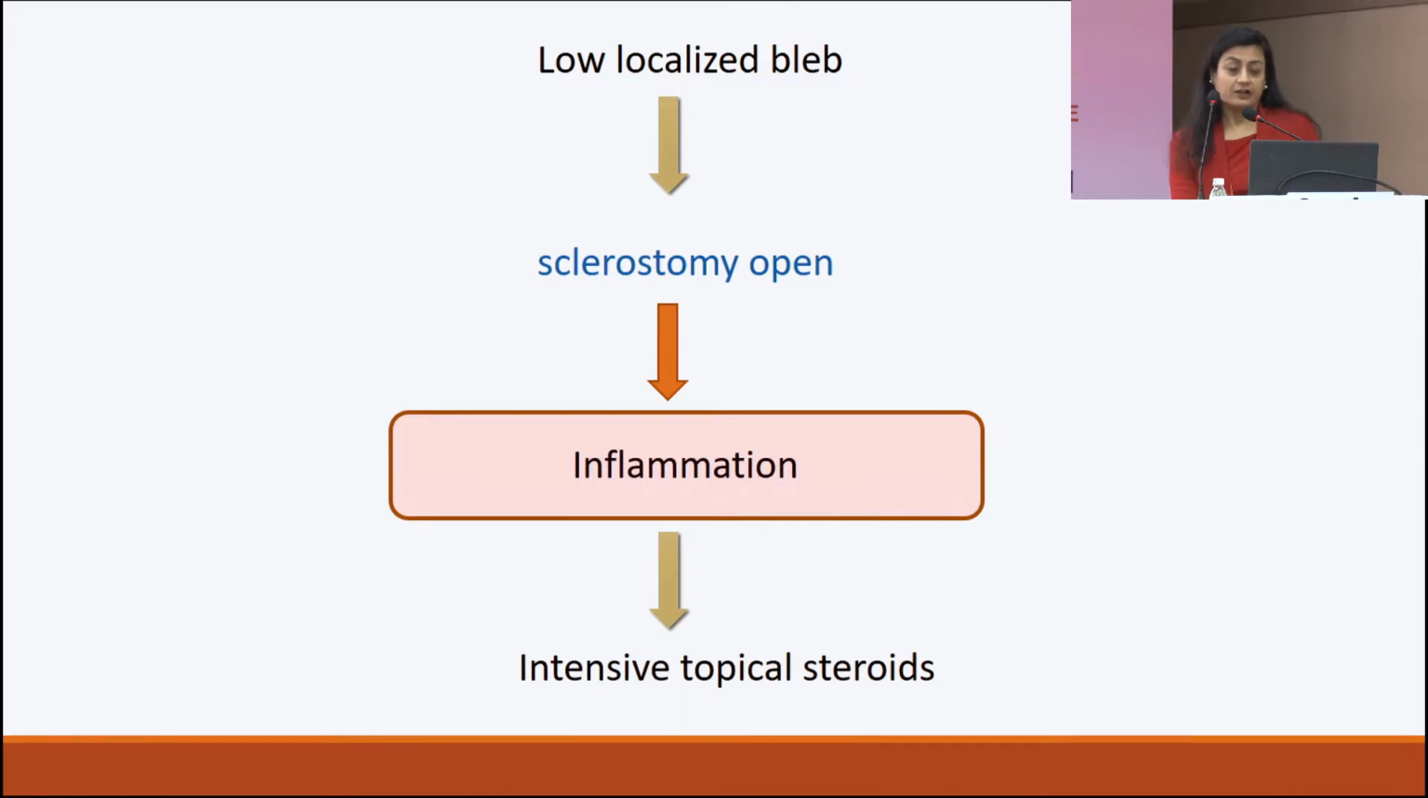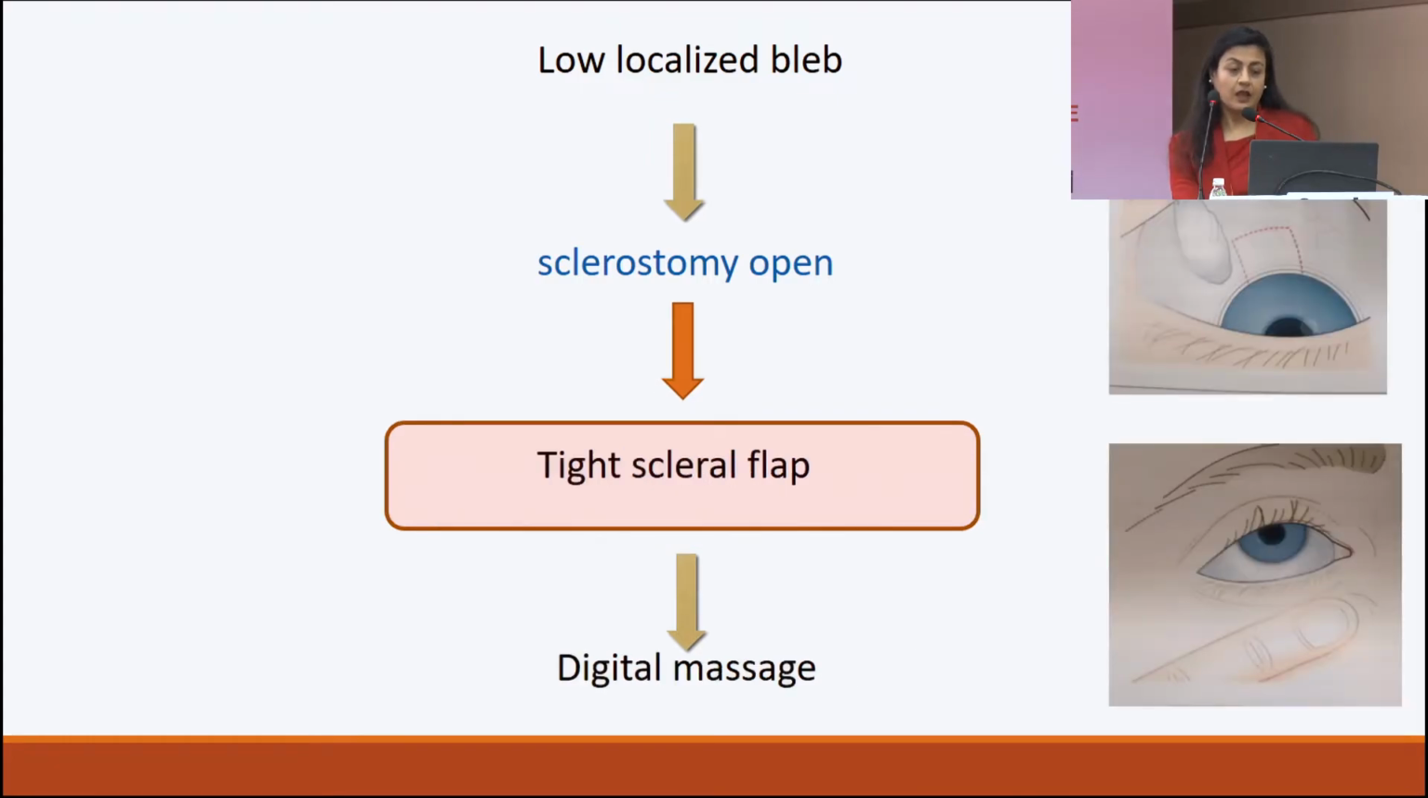But if the sclerostomy is open in your gonioscopy, then probably it's inflammation or it is actually fibrosis that is causing the underfiltration. Inflammation, of course, will respond to intensive topical steroids continued for a long time. For the tight scleral flap, we can try digital massage, that was already discussed, but it's not so easy and not usually so effective, but it can be tried, and once you find it is effective, it can be explained to the patients also.